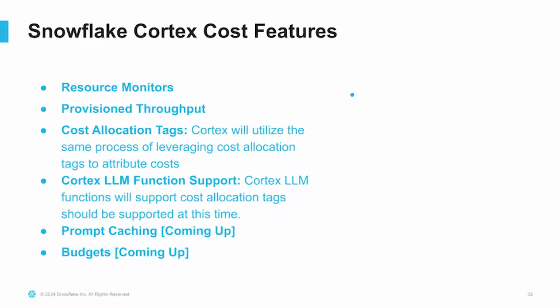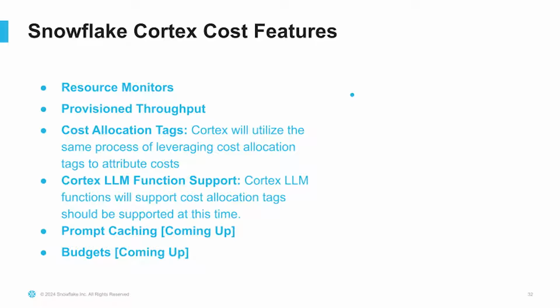Lastly, I just want to highlight some of our existing cost features and upcoming cost features on the topic of budgets. This will give financial teams a proactive governance tool to set spending caps on LLM services and alert owners before they reach planned expenditures, for example. In addition to that, we have resource monitors. So this prevents unexpected cost overruns by automatically suspending or notifying users when LLM compute consumption exceeds predefined credit limits.